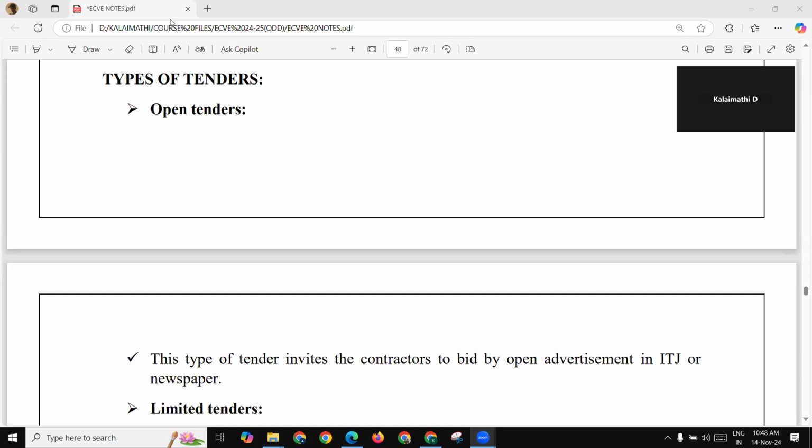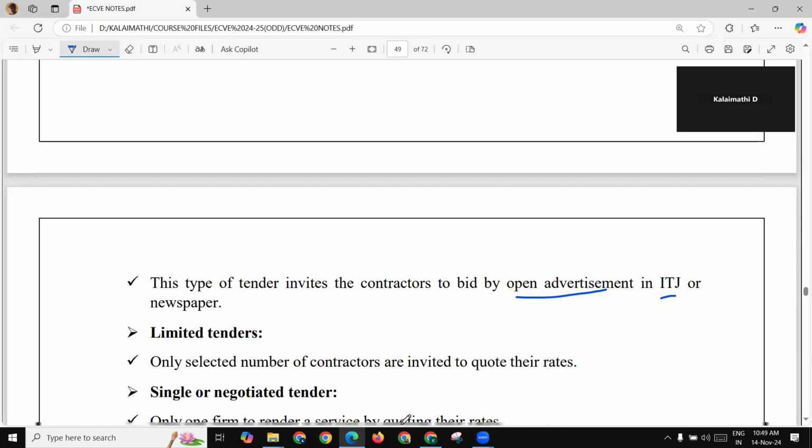Open tender is very common. It is open to everyone. It might be through an advertisement in dailies, that is newspapers, or through any journal. This type of tender invites the contractors to bid by open advertisement in ITJ, that is Indian Trade Journals, or some newspapers.